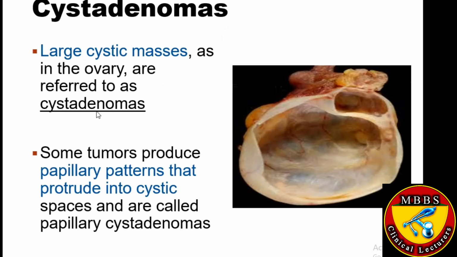Now coming to the other tumors, some tumors produce a papillary pattern. They are protruding into the lumen of the cystic space, and we call it papillary cystadenoma. Because papillary is for the papillary projection, cyst is for the cystic cavity, adenoma is for the glandular component, oma is for benign.